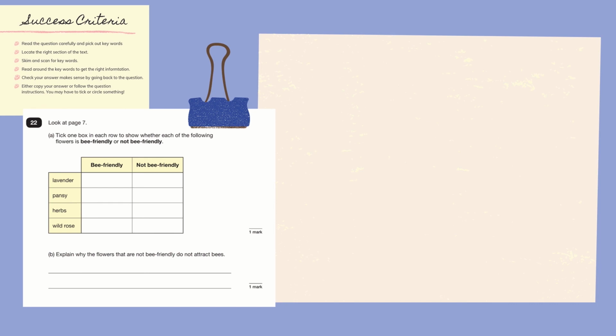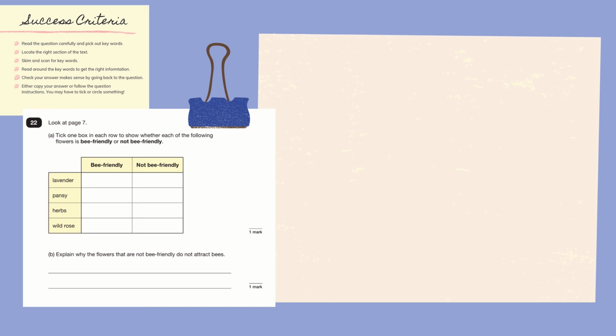Let's try one more. This is a 2-part retrieval question from the same paper. This is an example of how varied retrieval questions can appear. It looks very different from the last question, but it is asking us to use the same skill, so we just need to follow the same steps. So the first step, read the question carefully and pick out the keywords.